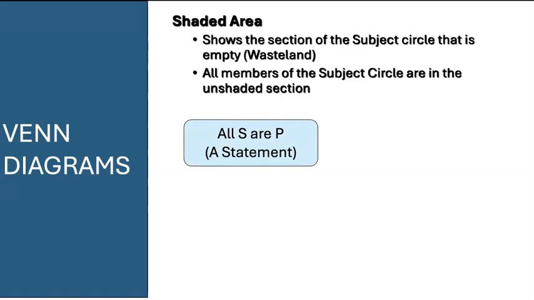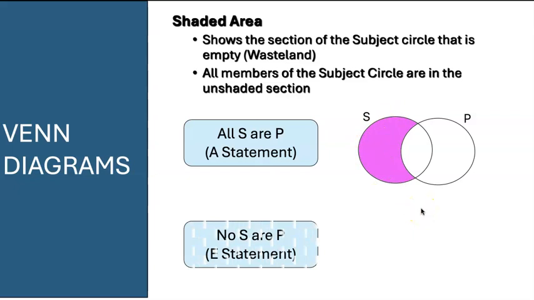So for all S are P, the A statement, right, we're saying if all members of the subject category are members of the predicate category, that means all members of the subject category are here in overlap between the two. So if all the members are here, then it means the rest of the circle is empty. So shade that section to show that it is empty.